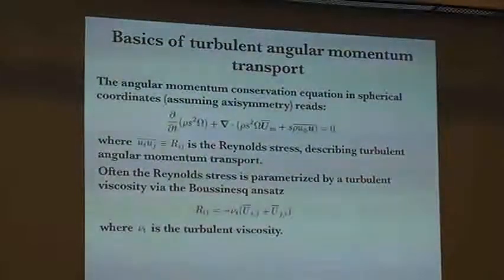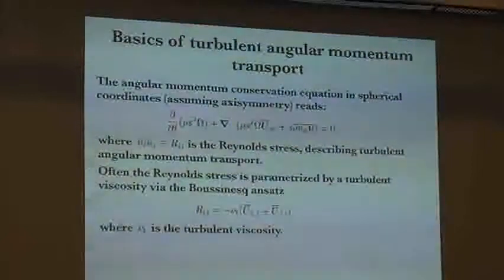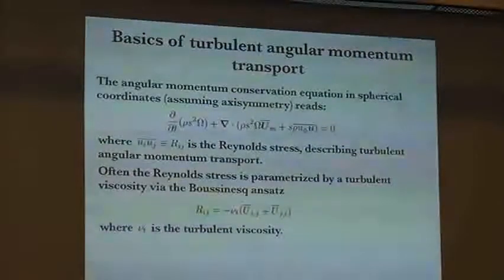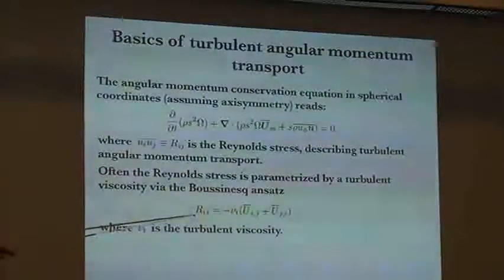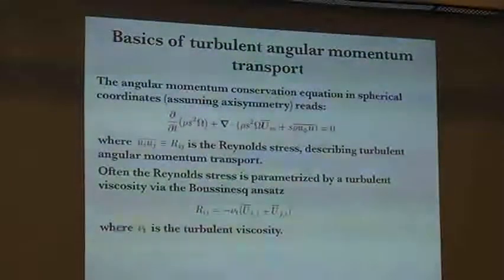And one very early parameterization. Then we want to express the Reynolds stress in terms of large-scale velocities, and one of the simplest assumptions is to use what is called the Boussinesq ansatz, where we just relate our Reynolds stress to the turbulent viscosity and gradients of the large-scale flow.